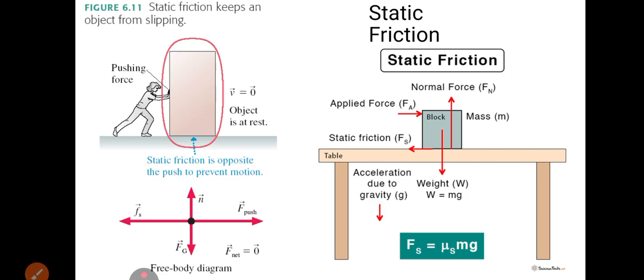So for you to find the static friction, we will use a formula where we say the static friction is equal to the coefficient of static friction multiplied by the weight, or the normal force, since it is just the same. So let's look at some of the examples under static friction.